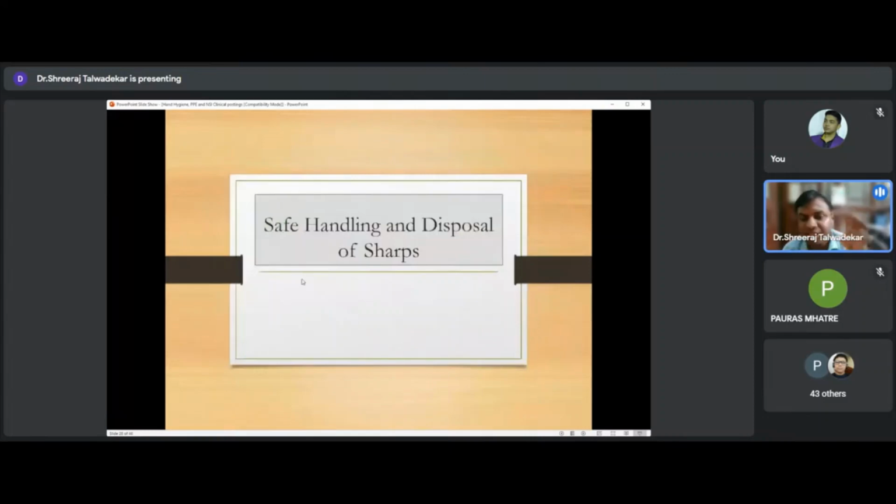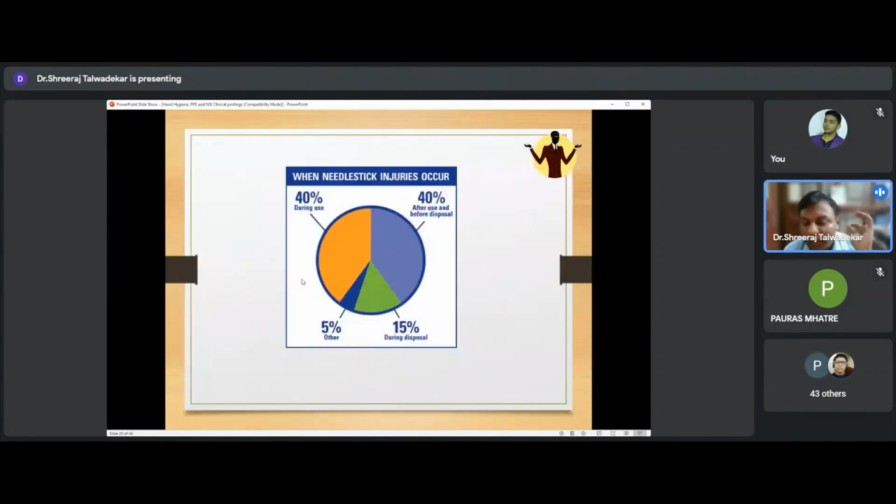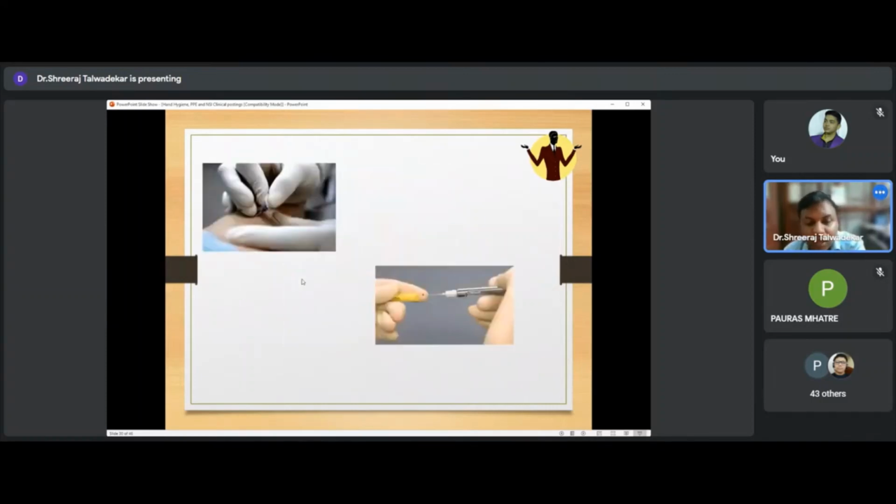So a very important aspect again is safe handling and disposal of sharps, especially during your internship. Believe me, most of the needle stick injuries we get, about 80% of them are interns. They might not be second or third year MBBS students, but certainly interns and nursing students are mainly there in the needle stick injury column. So when does it happen? Either during use or mainly during the disposal. This is what happens very commonly.